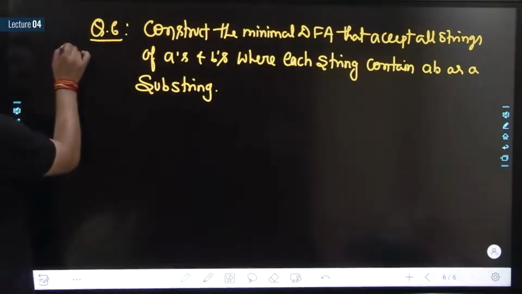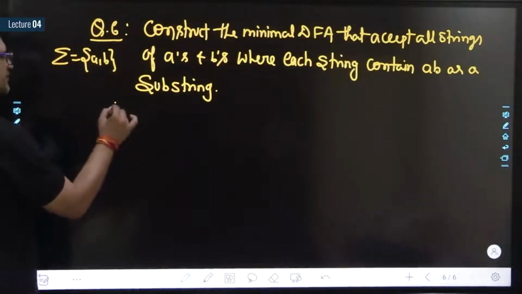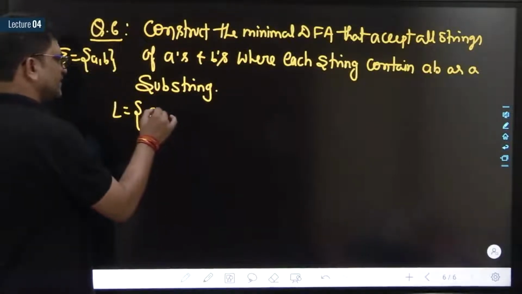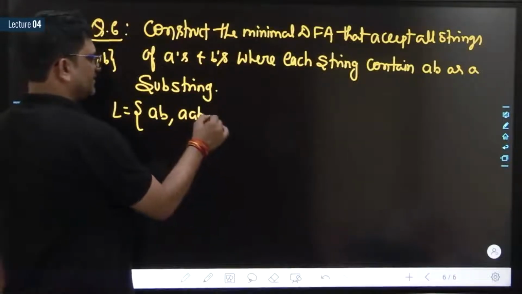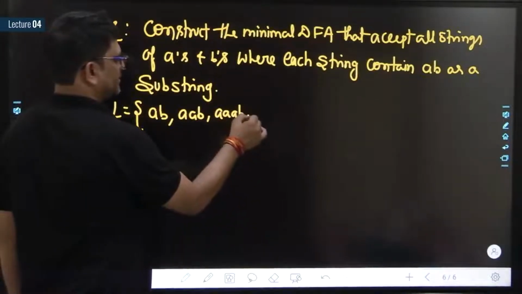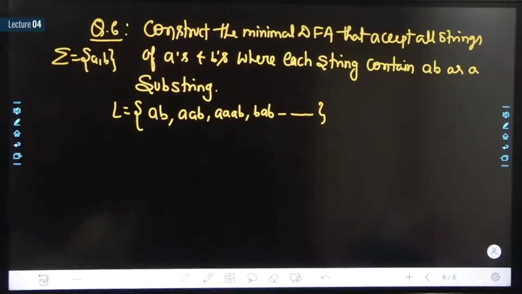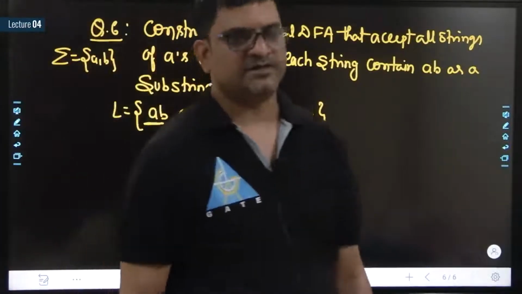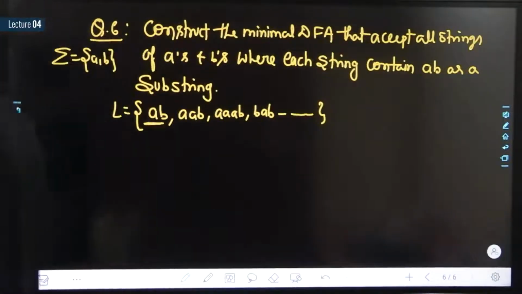What are the input symbols for this language? A and B. What is the language? AB as a substring means the first string is AB, then AAB, AAAB, BAB, and many more. Which one is minimum? This one is minimum. Now construct the skeleton for this string. Do fast.